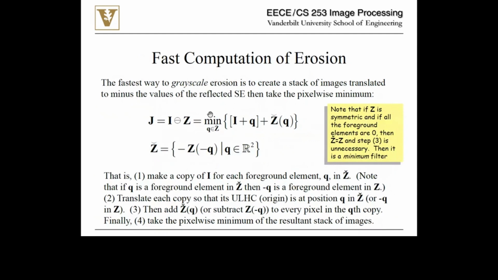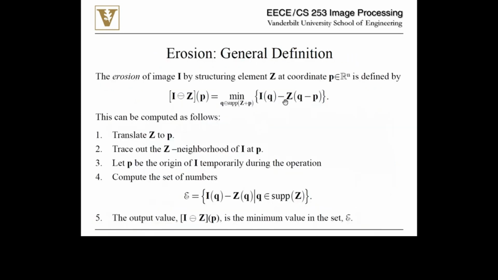So the erosion is the minimum of the image. Here we are using the same, you may remember. It is the minimum of the image minus the displaced kernel. Before it was the maximum of the image plus the displaced kernel. Now it is the image minus the displaced kernel and the minimum. And in this algorithm, this small pseudocode is just reading the formula.